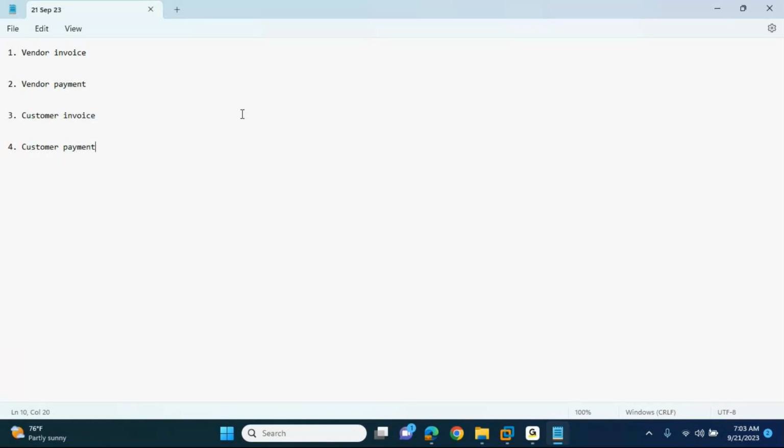So, commerce means there are so many subjects. Accounts and commerce, there are so many subjects. But if you learn these 4 transactions, what is going to be debited, what is going to be credited, you learn finance. It is not complex.